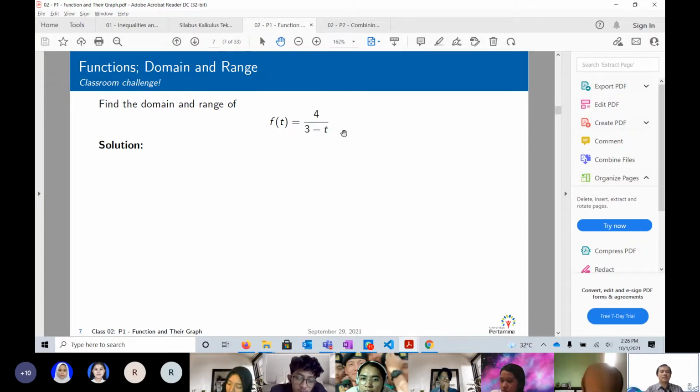The next challenge is this. What is the domain and range of this function? What is the domain? Okay. Any other answer?